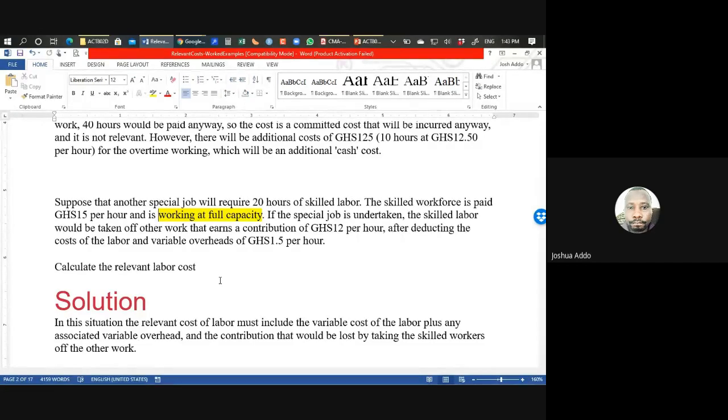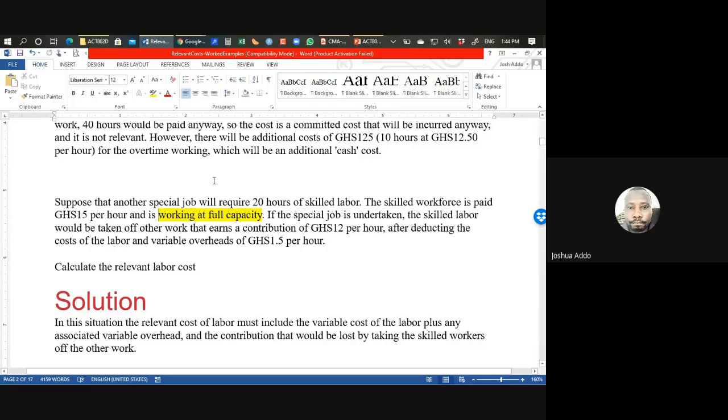And then it is also saying there's a lost contribution. You lose some contribution because labor needs to divert some focus from existing jobs. A contribution of 12 cedis per hour. So for the full 20 hours that labor will be worked on, we will lose 12 cedis every hour. 12 times 20 will be what? 240. Good. That is also a relevant cost chargeable to the special contract.